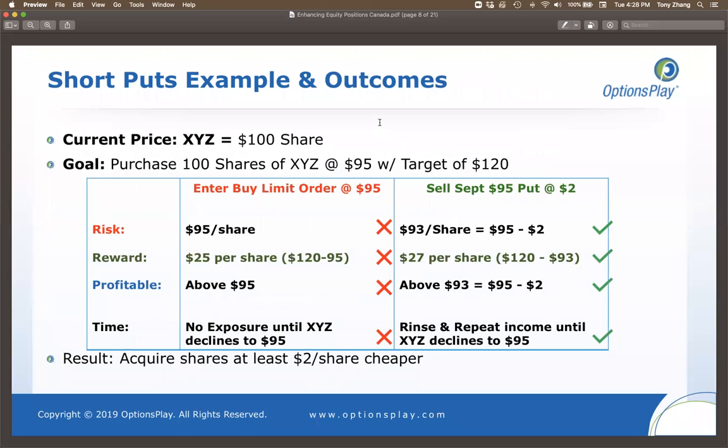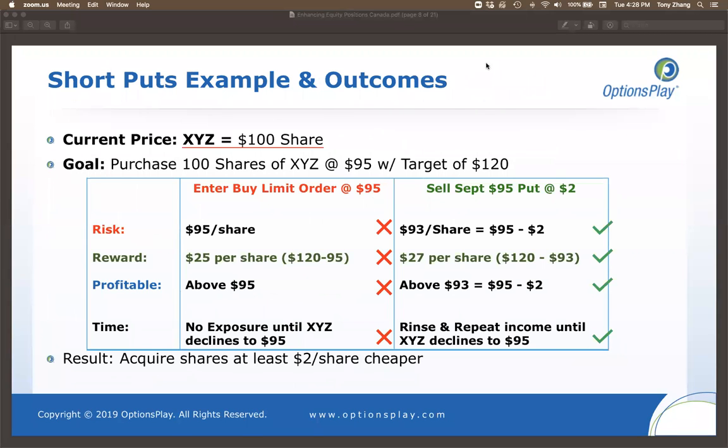Now, let's go through a real example, and I think this is going to help make this a little bit more concrete for those of you that are unfamiliar with the strategy. But let's say I have a stock that's currently trading at $100. Stock XYZ currently trading at $100 a share. Now, let's say in this particular case, I'm bullish on the stock and I think it's going to go higher. So what can I do?